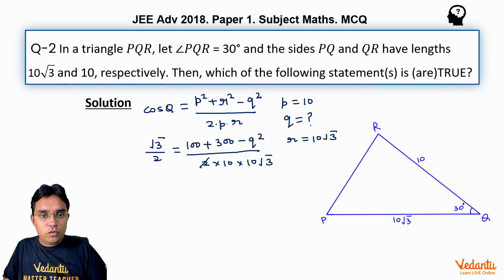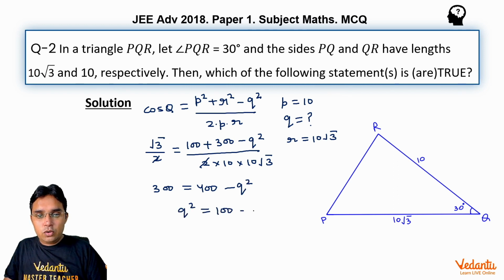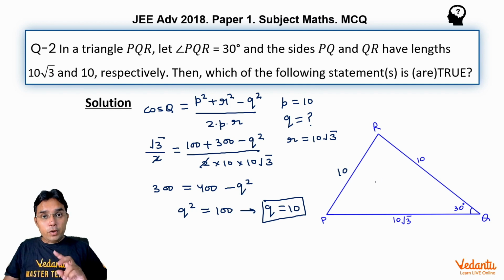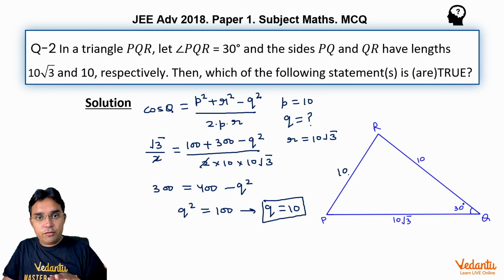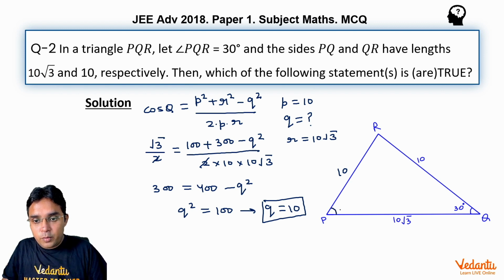Okay, so here this 2 will get cancelled. If we do the cross multiplication, we get 300 is equal to 400 minus Q square, which gives Q square is equal to 100. So Q is equal to 10. So the unknown side is equal to 10. Now because two sides are equal, which we have found just now, and one which is given in the question, so this angle here would also be 30. And by angle sum property, the remaining angle will be 120 degrees.